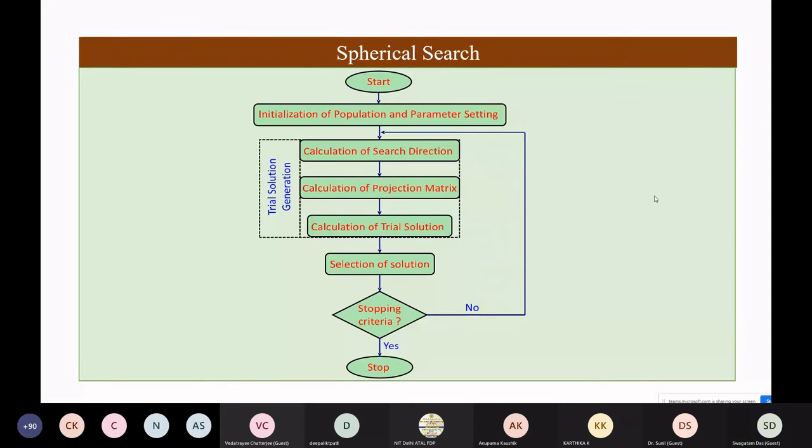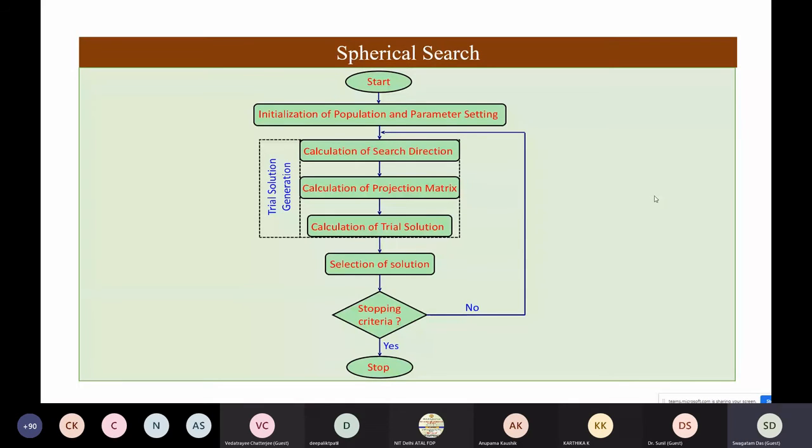Start with an initialized population. The population size could be just the same as PSO, 40, 50, something like that. And there are three parameters, in fact. Calculate the search direction, calculate the projection matrix, calculate the trial solution. Now select the trial solution through some selection mechanism, check the stopping criteria, and then reiterate.